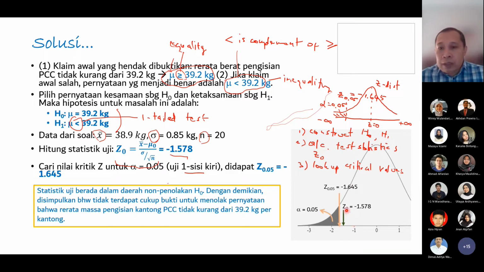So, in other words, Z naught is located in the non-rejection region. Well, you can say acceptance region, but actually statistically, non-rejection and acceptance region have different meaning. But anyway, because the Z naught is located here, we do not reject H0. We do not reject the null hypothesis. Had it been located there, seandainya diletaknya di sini, maka kita tolak H0. I hope that's clear enough.